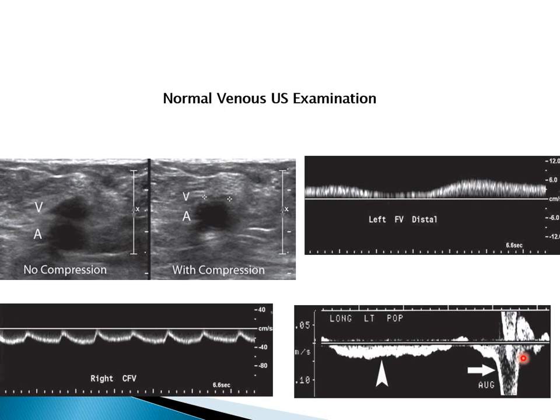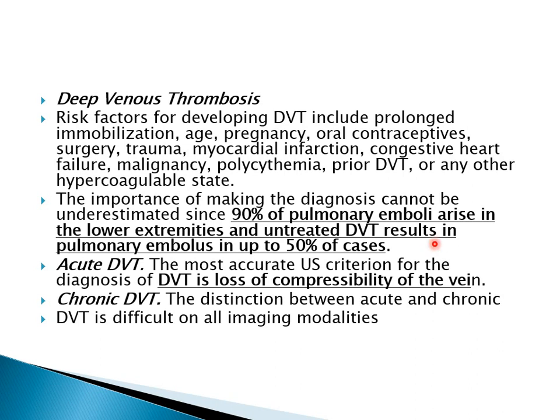No obstruction. It's patent. DVT, deep venous thrombosis, risk factors you all know about: immobilization, age, pregnancy, and oral contraceptives, etc. The importance of making the diagnosis is that 90% of pulmonary emboli arise from the lower extremity. Untreated DVT results in pulmonary embolism in 50% of the cases.